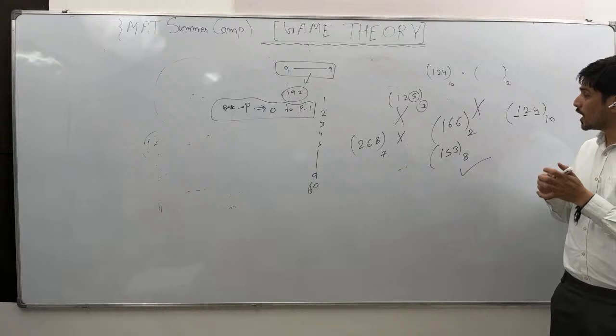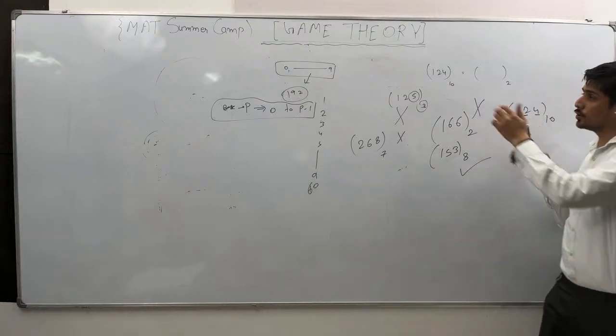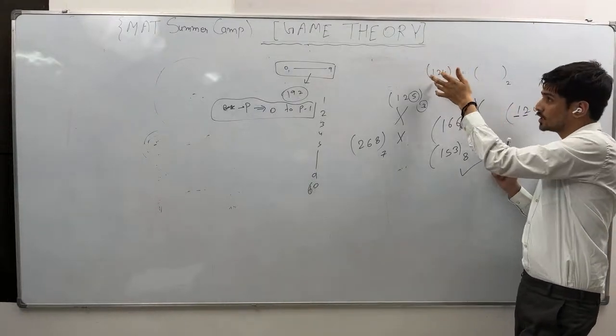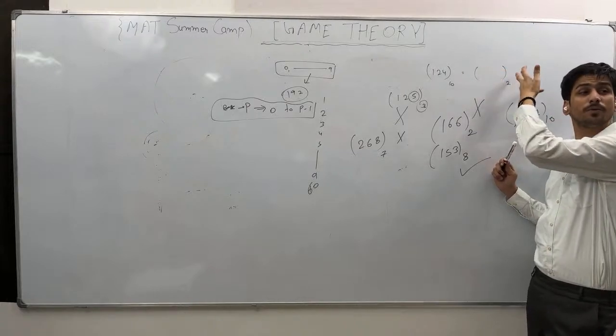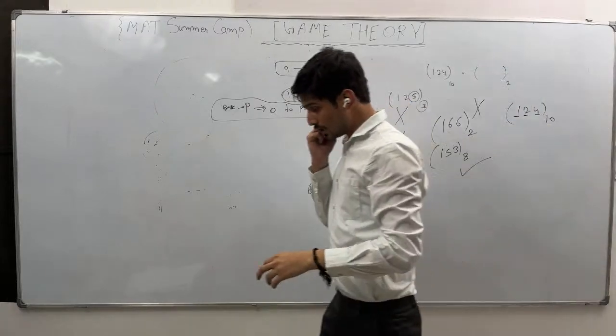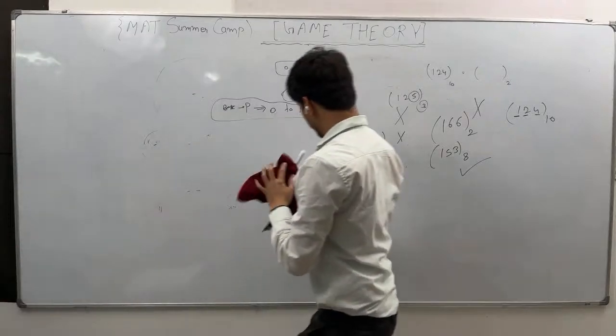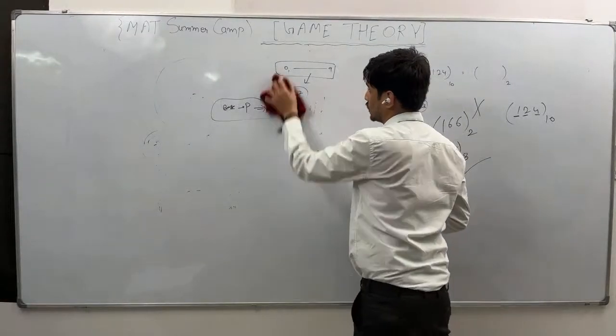But next we'll see how to convert from one base to another, because you see 124 at base 10. The same number will be here, right? Maybe it will look different. But the question is, how do we write that number? How do we represent that number? That we have to ask.